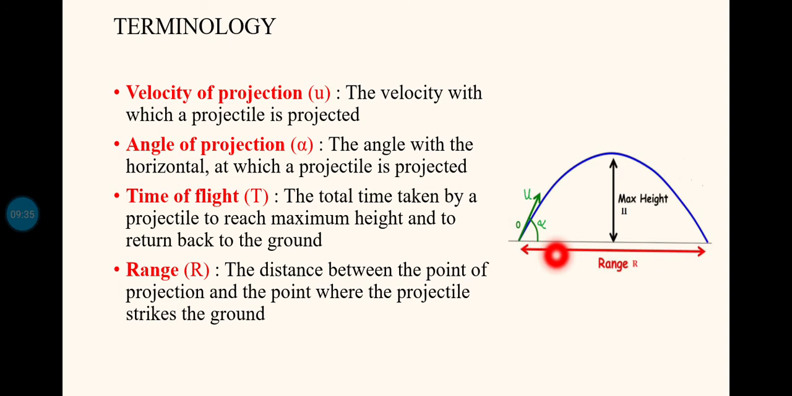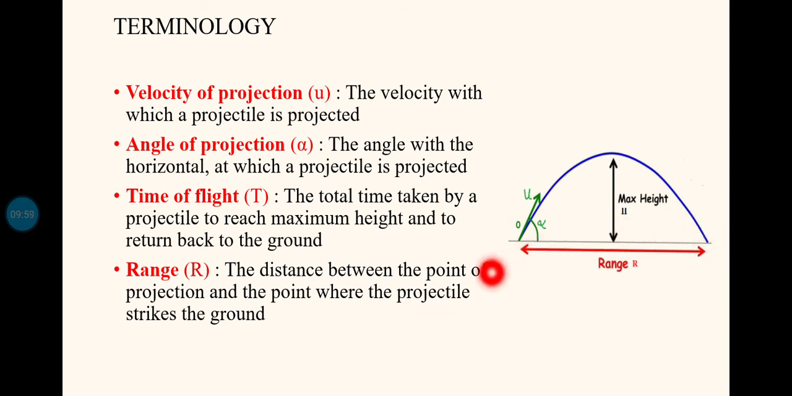And time of flight. Time of flight is the total time taken by the projectile to reach the maximum height and to return back to the ground. So the projectile is projected from this point, it will be moving along this curved path, and it reaches this final destination point here. So the total time taken for the particle to reach from here to here is known as the time of flight.